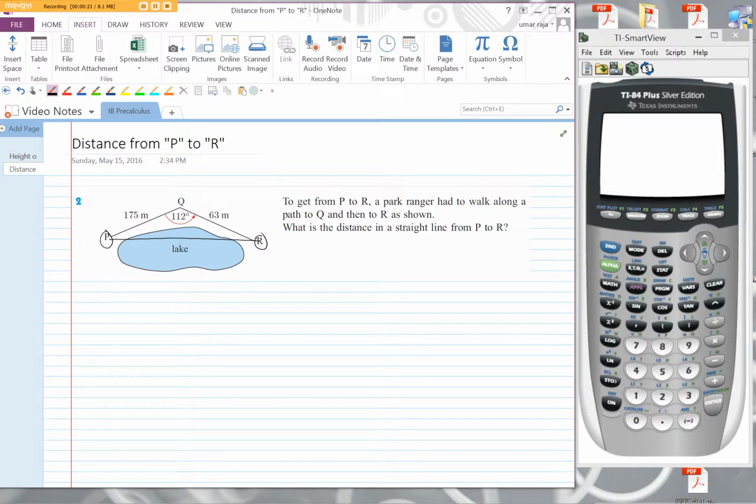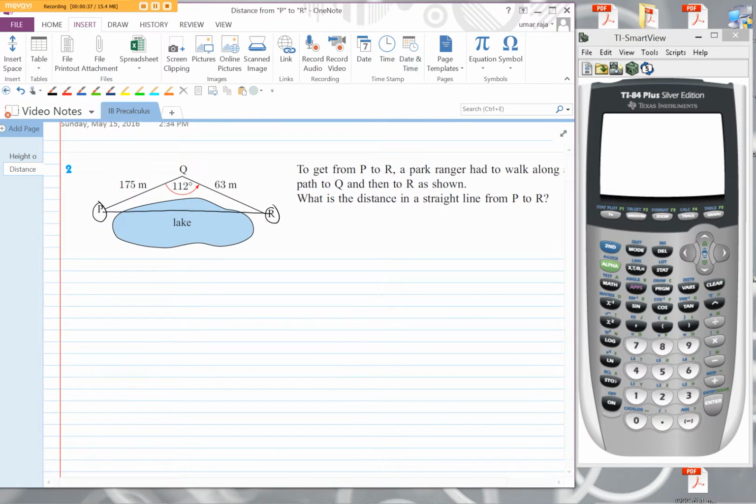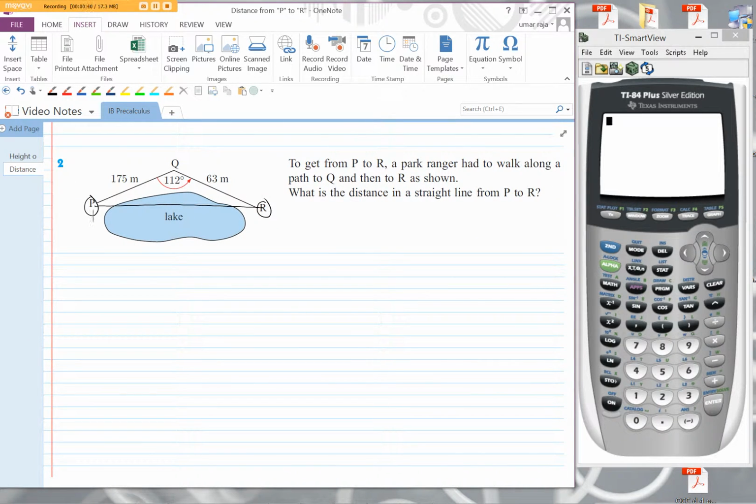You can see that the shape you're going to get is a triangle, but it's not a right triangle. That means you're not going to be able to use SOHCAHTOA, because that only applies to right triangles. What we can use though are the law of sines and the law of cosines. Since we're solving for the distance from point P to point R, we can use the law of cosines, and it's actually pretty easy to do. So this is what we're going to do. Let's actually draw this triangle out.